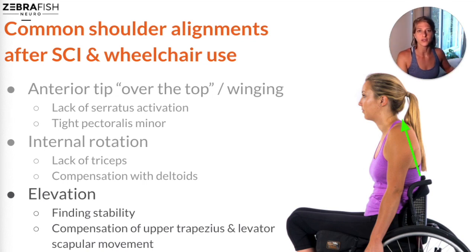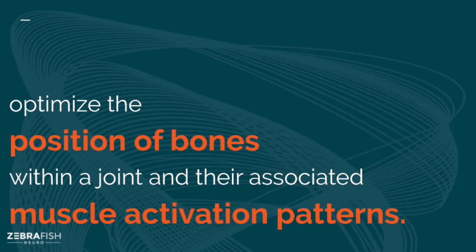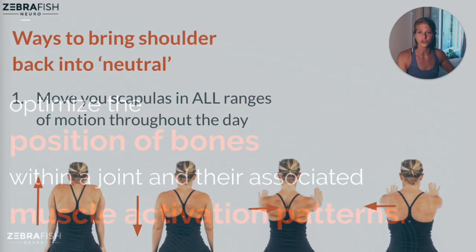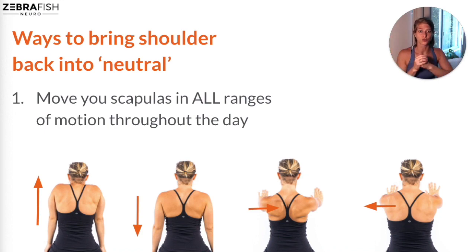So some of you may notice these in your own body. Again, you're not helpless. You just have to start to become aware of what's going on in your body in order to make that change. So again, to tap into those fascial systems, we need to optimize the position of the bones within the joint and the muscle activation patterns. All right, so how can we work through these disruptions that we've had in our shoulders and bring our shoulders a little bit more back into that neutral position?